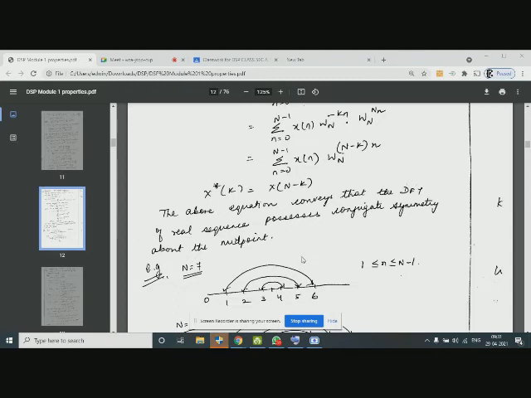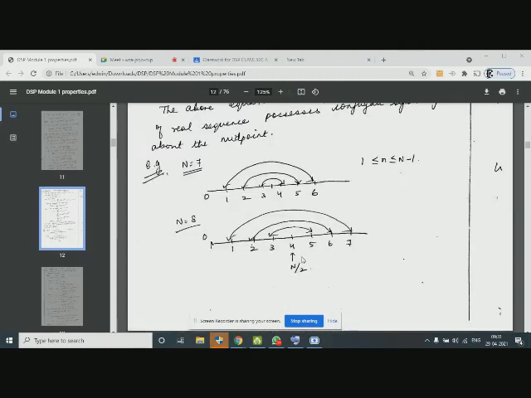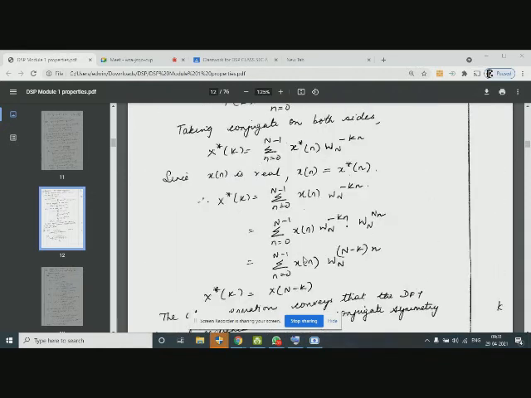All of you have understood, right? This is your symmetry property. All of you go through it if you have any doubts.